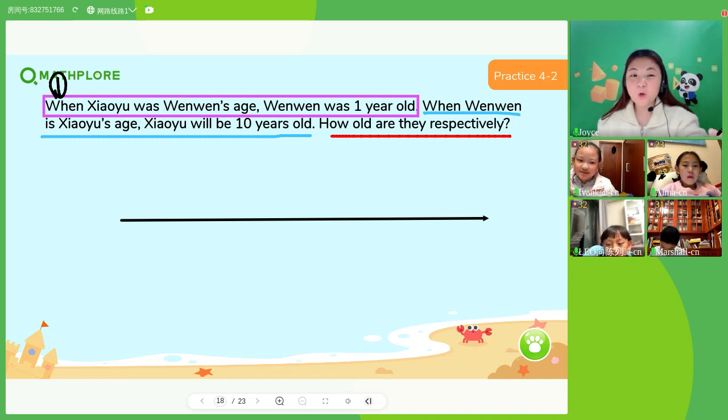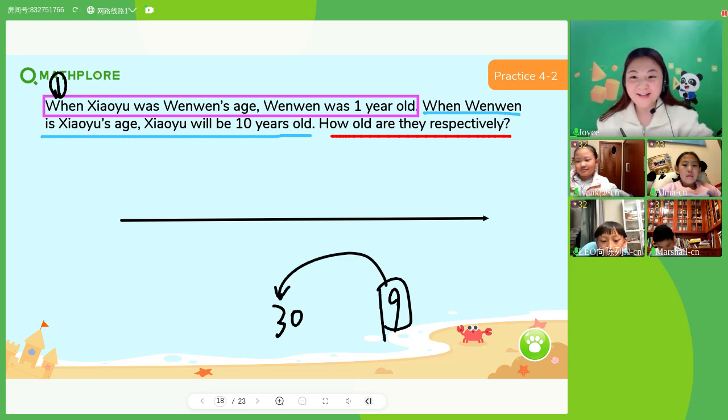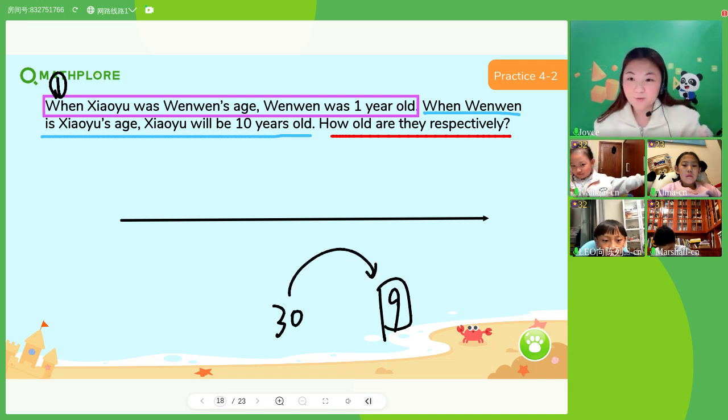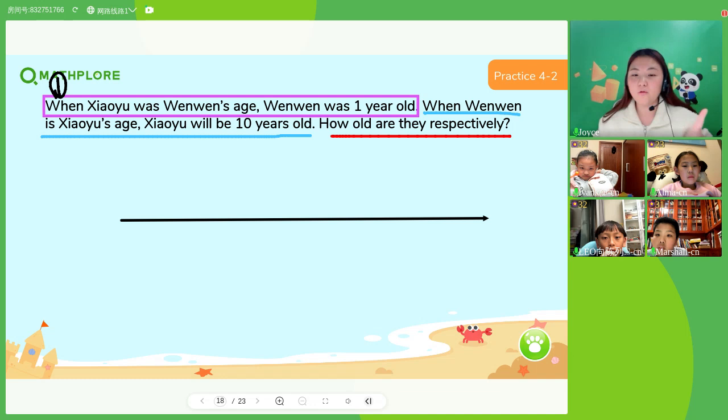Yeah. When the older person was the younger person's age, right? We cannot say, for example, if I am 30 years old and you guys are about 9 years old, if you are 9, can you say when I was 30 years old? Of course, no, right? It's only when an older person says when I was 9 years old, right? So this person is older, this person is younger. Can you understand? Yeah. So when we can see the word was, you can see, oh, Xiaoyu is older.